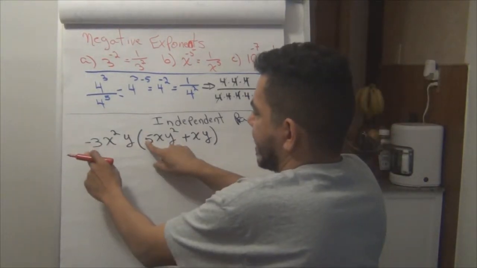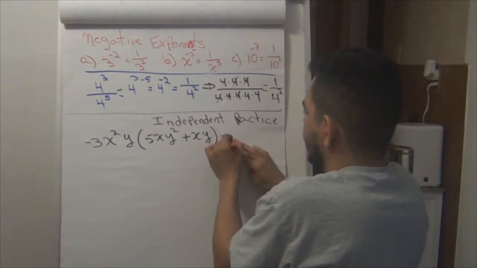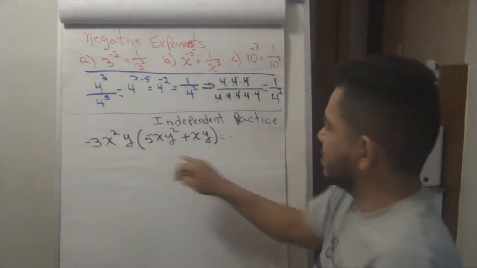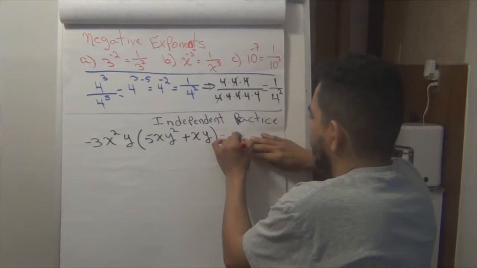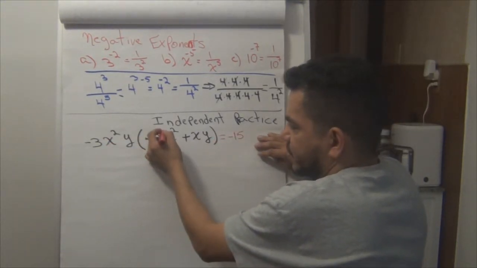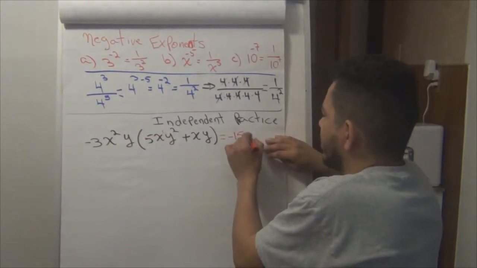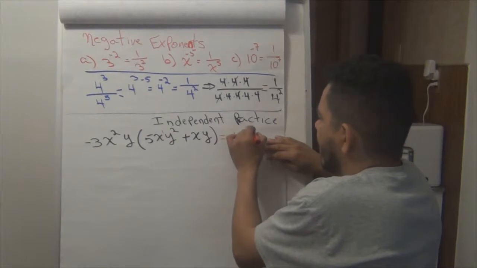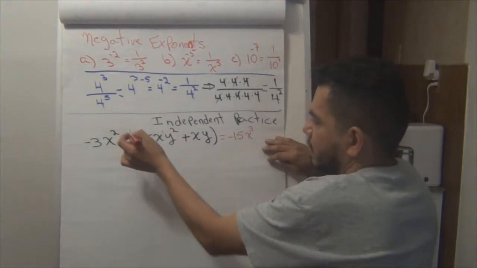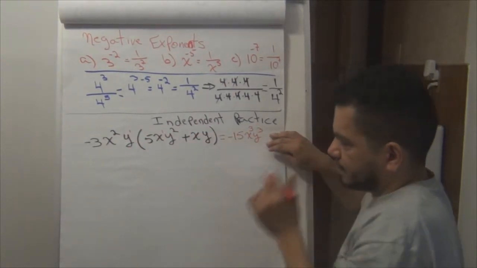So let's see now. Negative times positive is negative, right? So this will be negative. 3 times 5 is 15. So negative 15. X squared times x. Now this is an x to the first power, if you don't see the 1. So x squared times x to the first power is x to the third power. Y times y squared, this is a y to the first power as well. So y times y squared is y to the third.